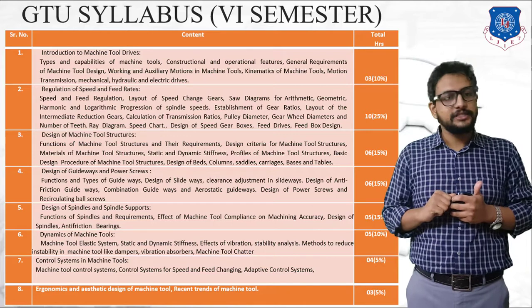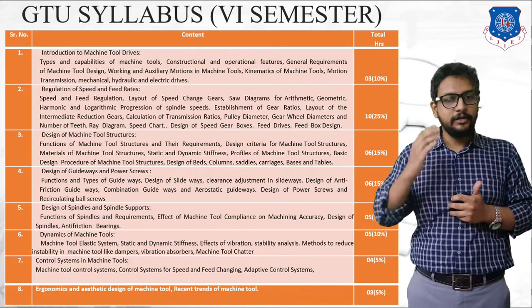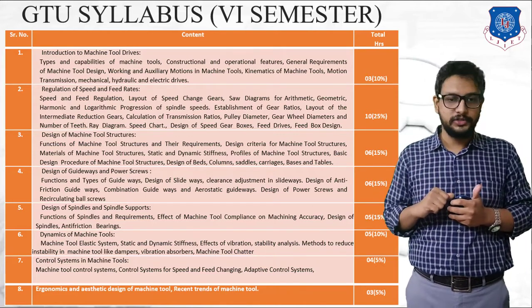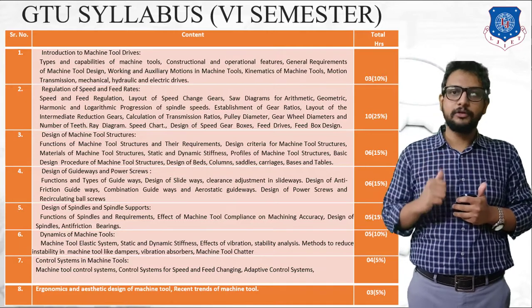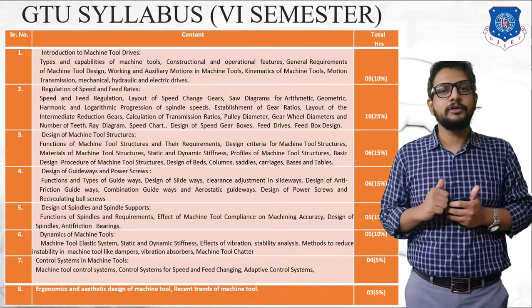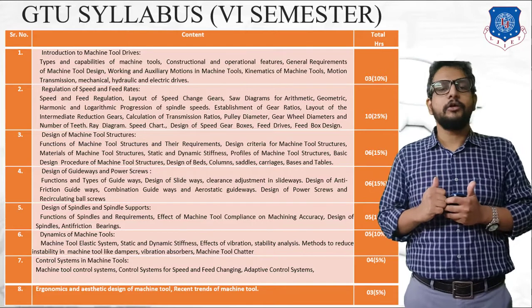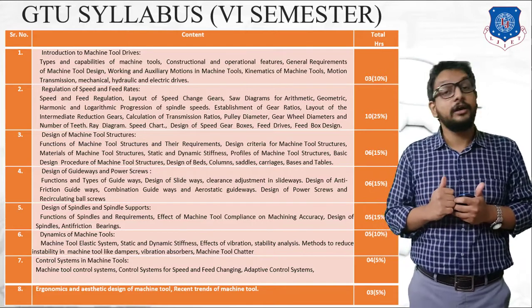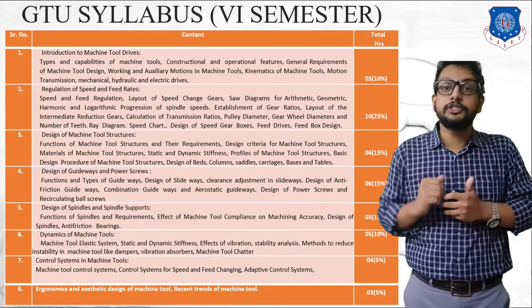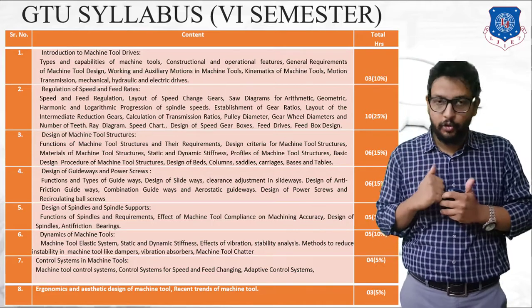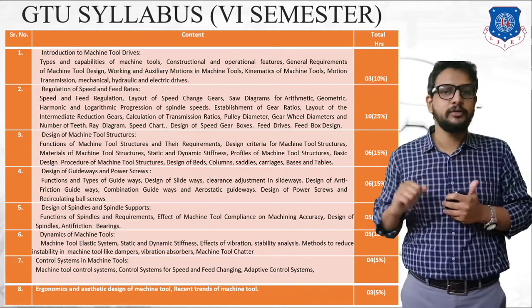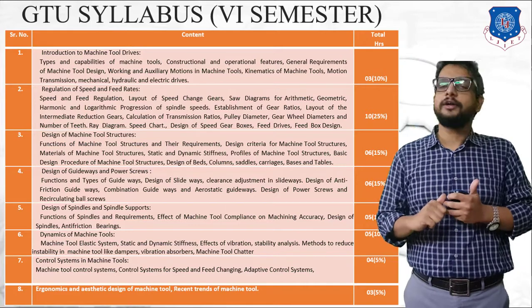Now the next chapter, chapter number 6, is the dynamics of machine tools. In this chapter, we will be discussing the static and dynamic stiffness of a machine tool, how vibration and cutting forces can affect our machine tools, and how we can avoid that. So all this we are going to study in chapter number 6, having a weightage of 10%.